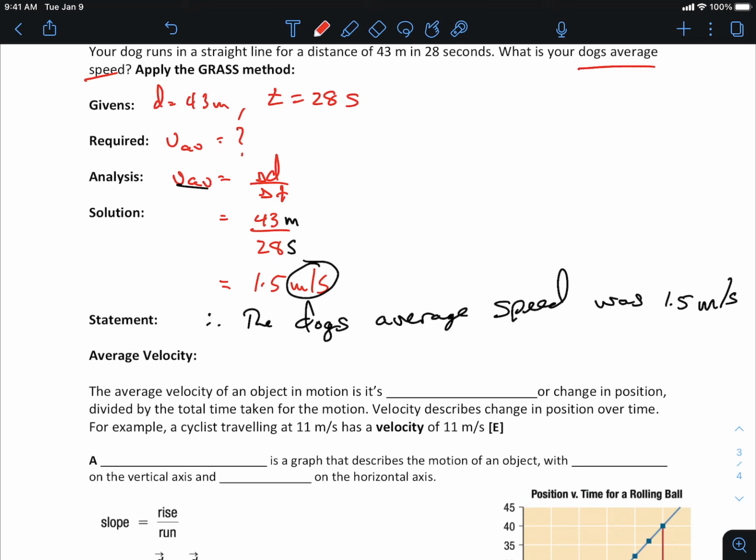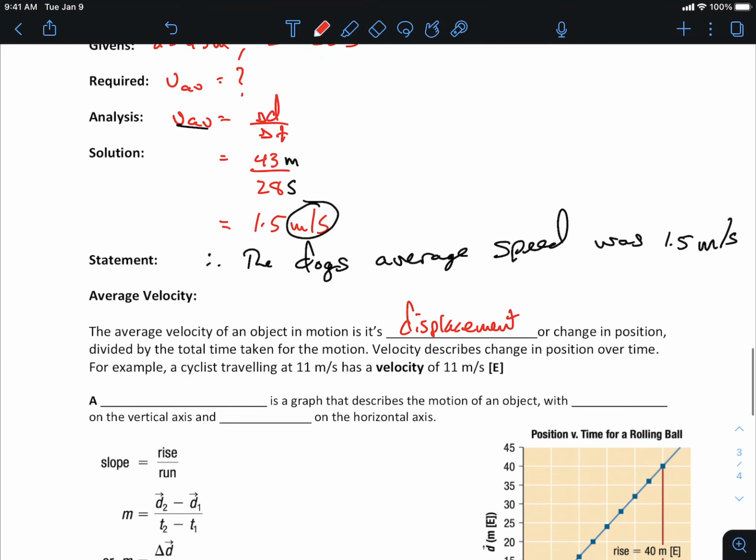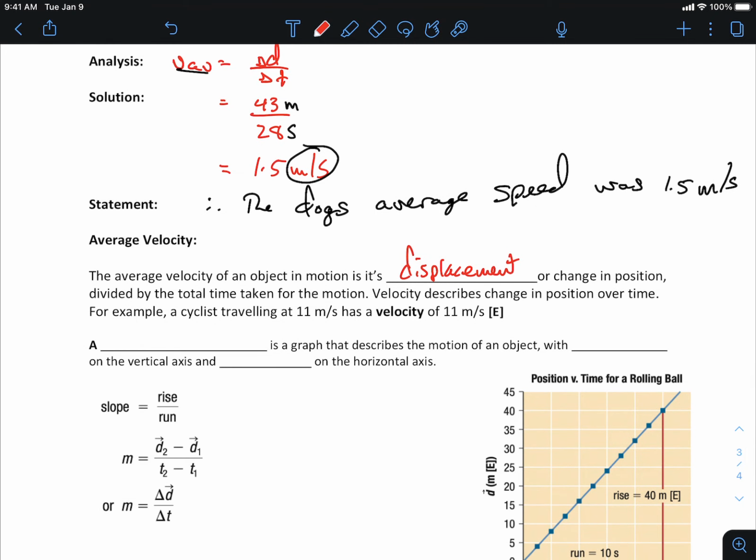And well, we just spent a whole bunch of time talking about the relationship between distance and displacement, right? And so the average velocity of an object in motion is its displacement, right? Or change in position divided by the total time. Okay, you'll notice nothing really gets mentioned about direction for time because time's a scalar. We can't just assign a direction to time, right? The velocity describes the change in position over time, okay? And so, for example, a cyclist traveling at 11 meters per second has a velocity of 11 meters per second east, okay?